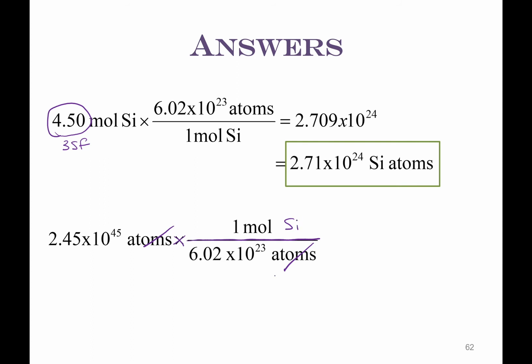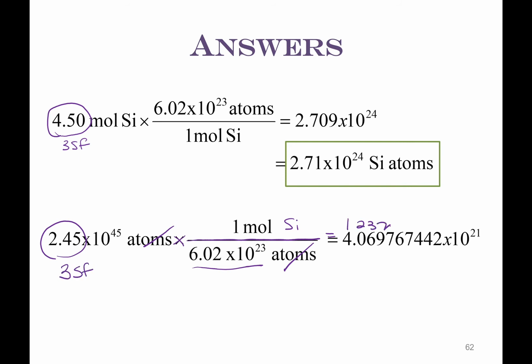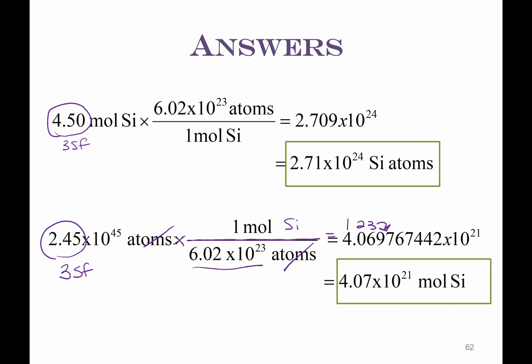So atoms cancel. We put Avogadro's number with the atoms. 1 goes with the mole, and we calculate that to get 4.069767442 times 10 to the 21st. 3 significant figures, 1, 2, 3. We look 1 to the right for rounding. It's a 9. It's going to round that up to a 7. So 4.07 times 10 to the 21st moles of silicon.